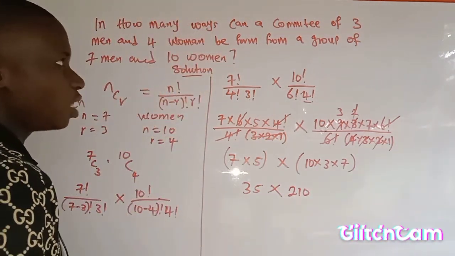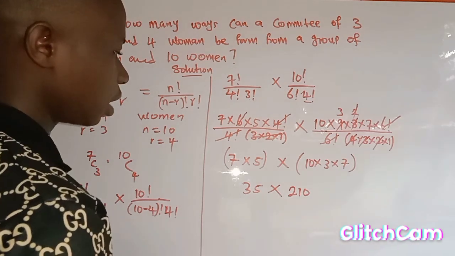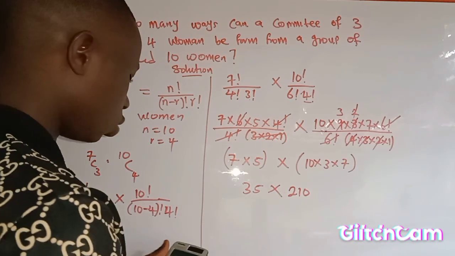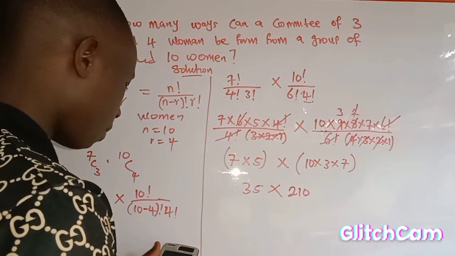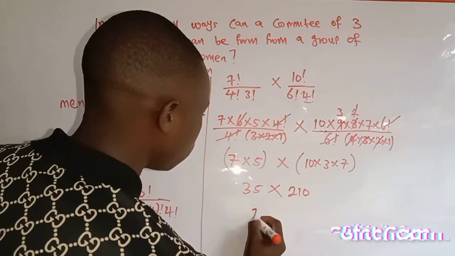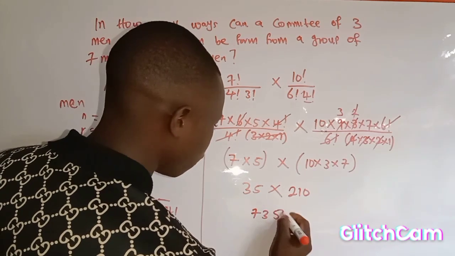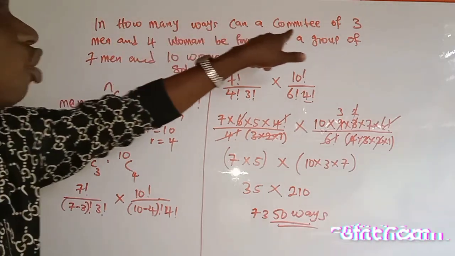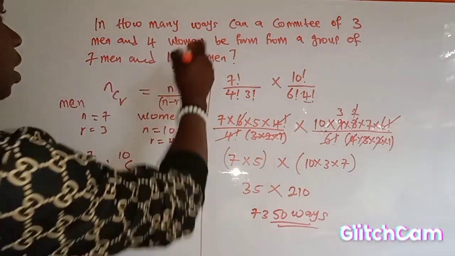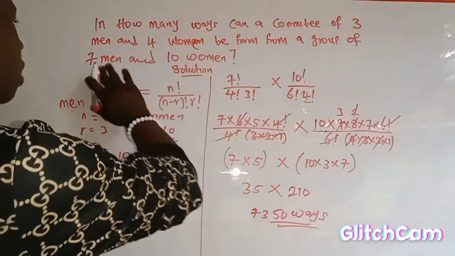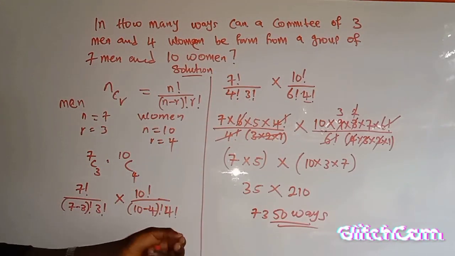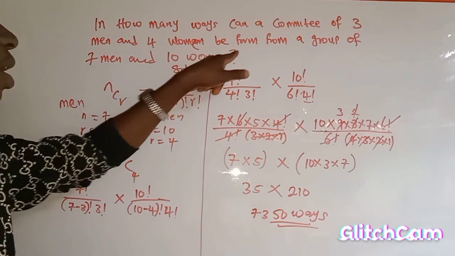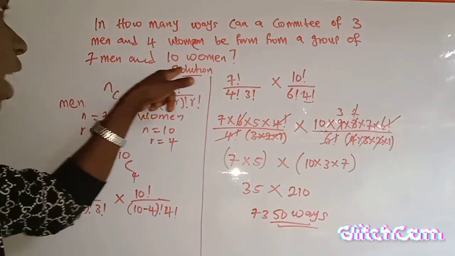So to get the number of ways in which the 2 committees can be formed from the different groups, I'll have 35 multiplied by 210. I have 35 multiplied by 210. It will give me 7,350 ways. So from the above question, they say in how many ways can a committee of 3 men and 4 women be formed from a group of 7 men and 10 women. So we have 7,350 ways that a committee of 3 men and 4 women can be formed from a group of 7 men and 10 women.